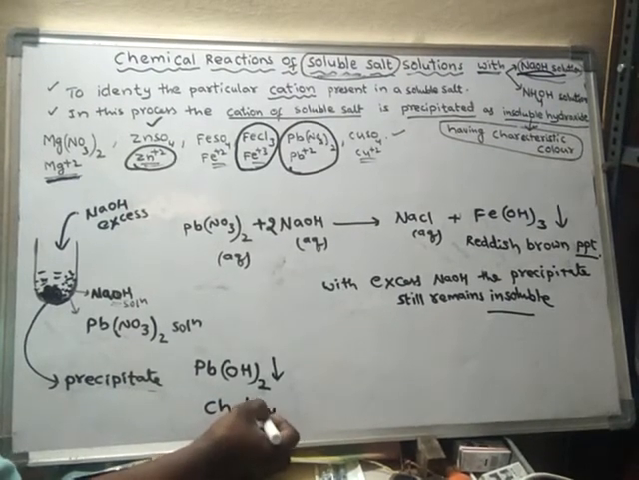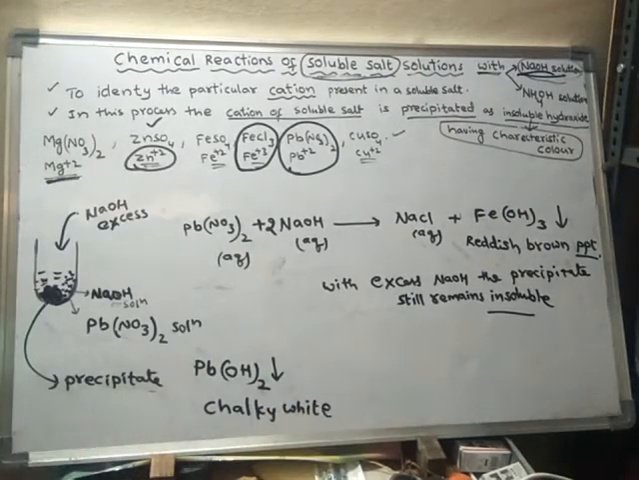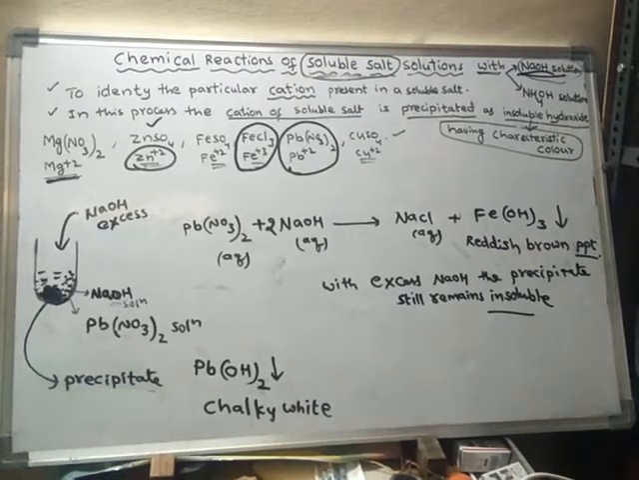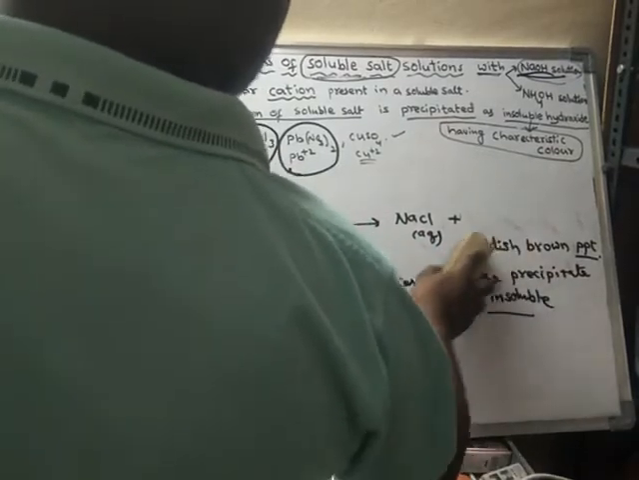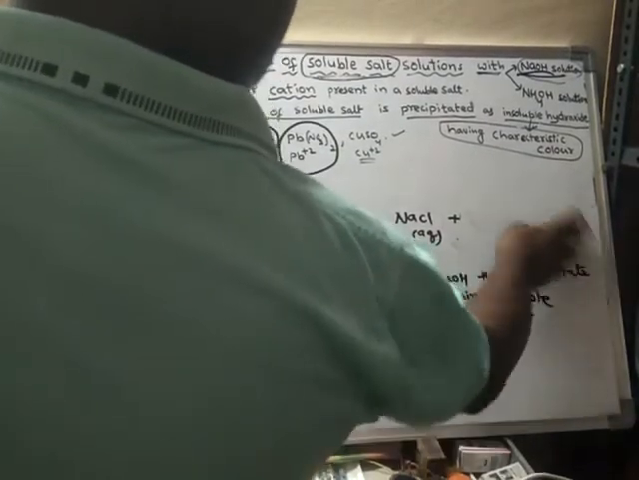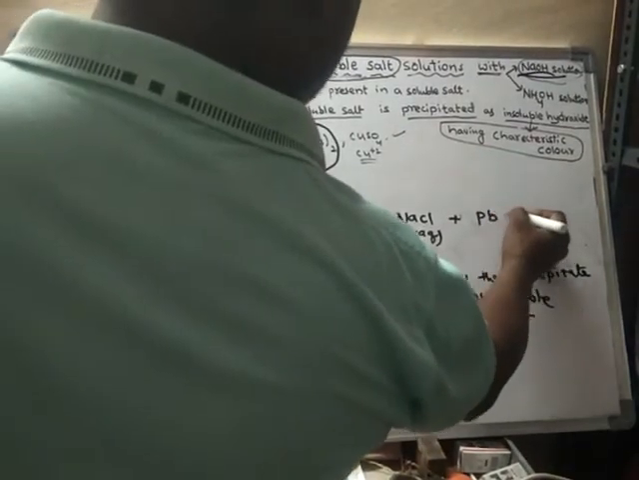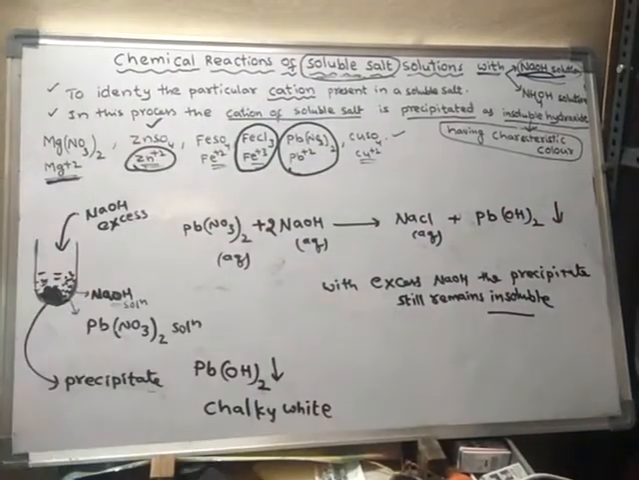Chalky white means white like a piece of chalk, so that it looks like chalk powder. An insoluble, chalky white precipitate is formed. So what are the products formed due to the reaction? An insoluble precipitate, lead hydroxide, which is insoluble, which means a downward arrow for precipitate.